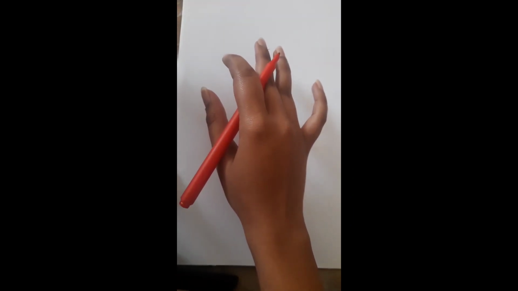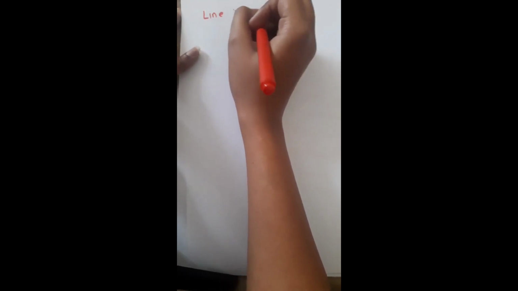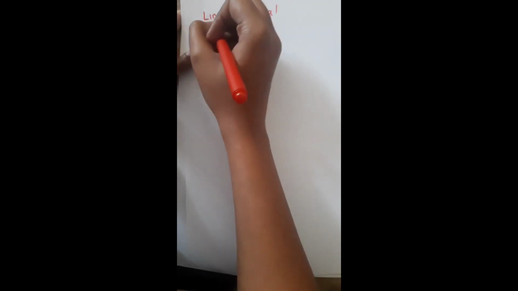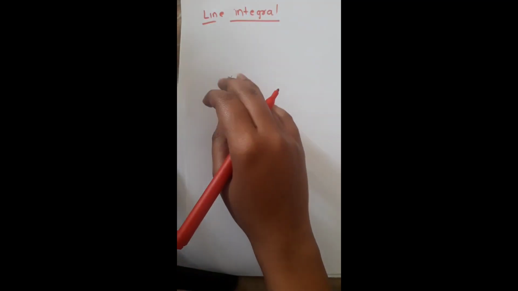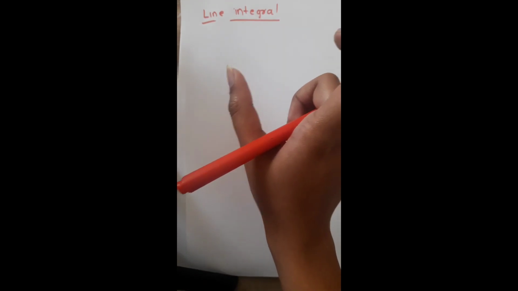So the first topic that we are going to cover over here is line integral. How will we be studying line integral? Line integral is basically integration with respect to a line, like 1D integration. You can consider this similar to our 1D integration. I'll give you some examples and you can understand it better.